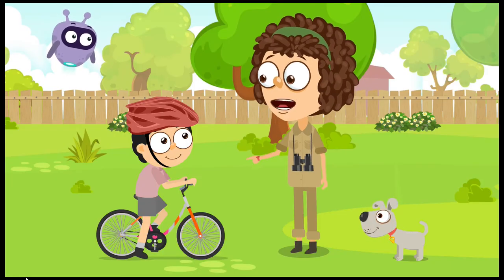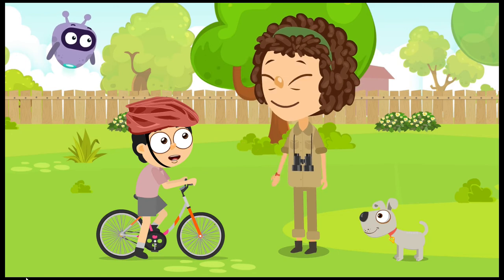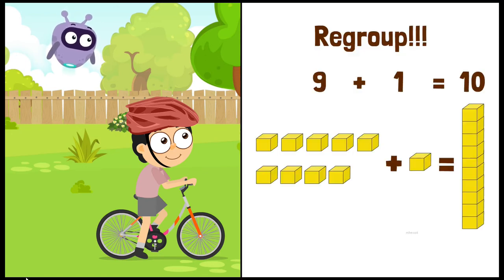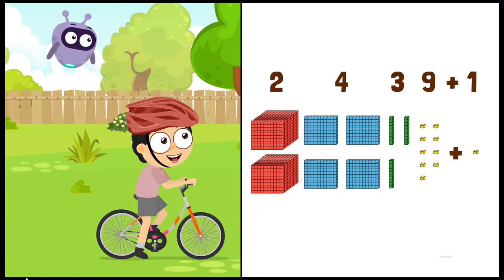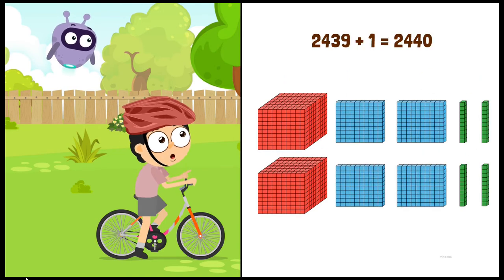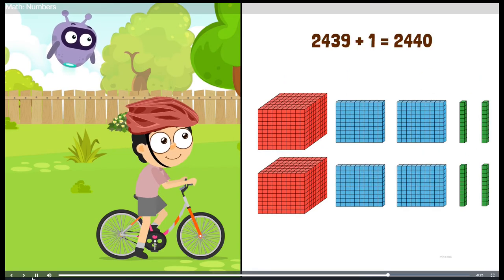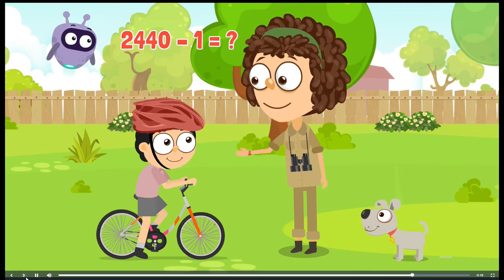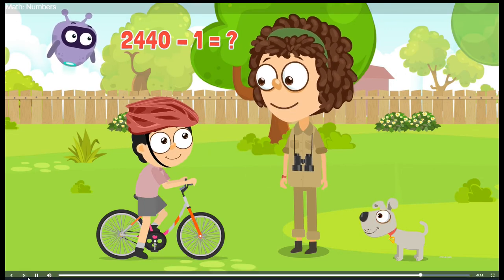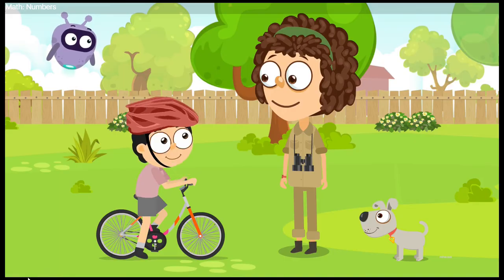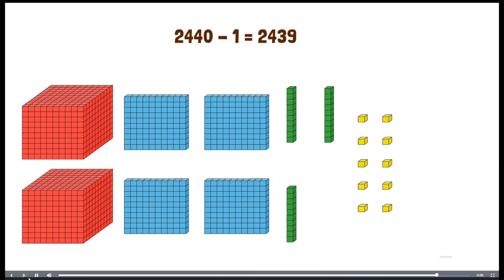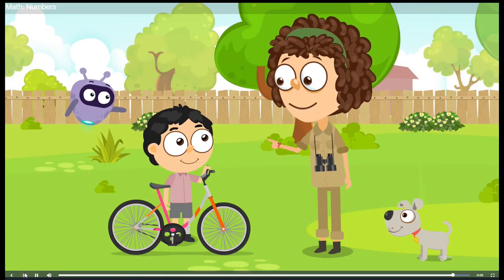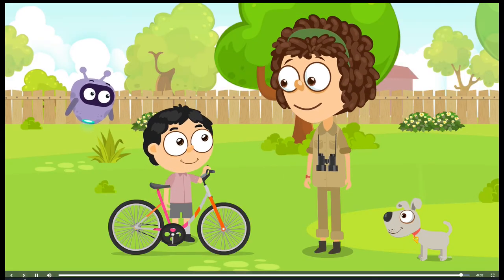Remember what comes after 9? Yes. On adding 1 to 9, we get 10. The ones place becomes 0. The tens place increases by 1. On subtracting 1 from 2,440, we regroup as the digit at the ones place is 0, so the tens and ones place will change. Correct. Now I know how the digits change.